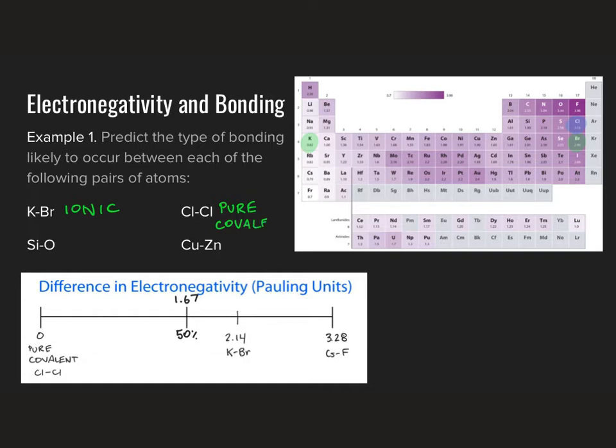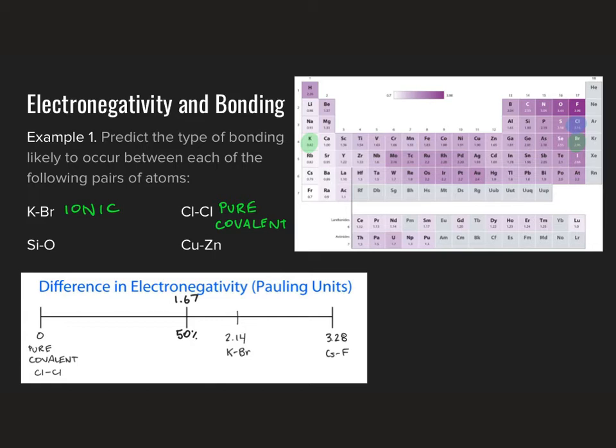The next one's a kind of interesting case here. This is a bond between silicon and oxygen. This is a very important bond because this forms the backbone of most silicate minerals that we see in the world around us, things like mica or feldspar or quartz, the primary components of granite.